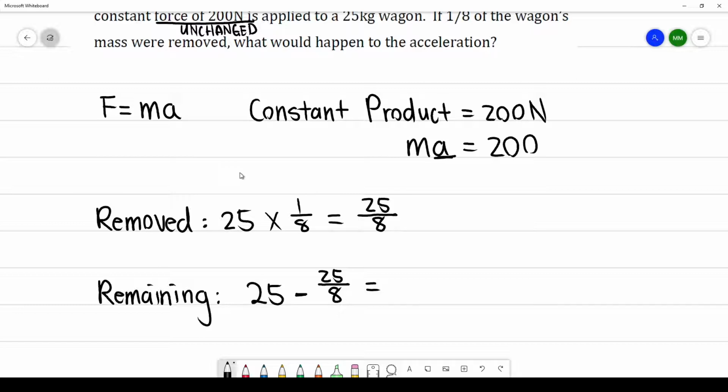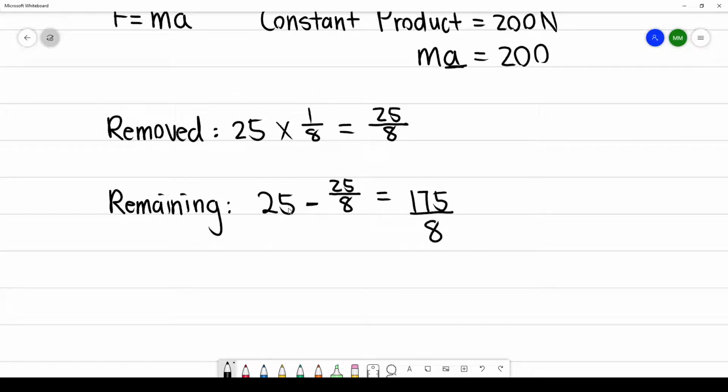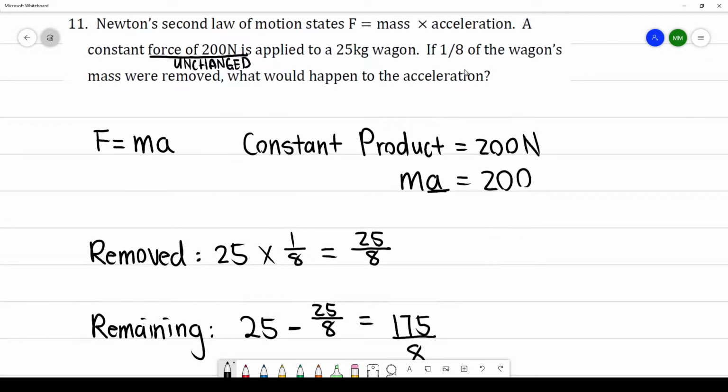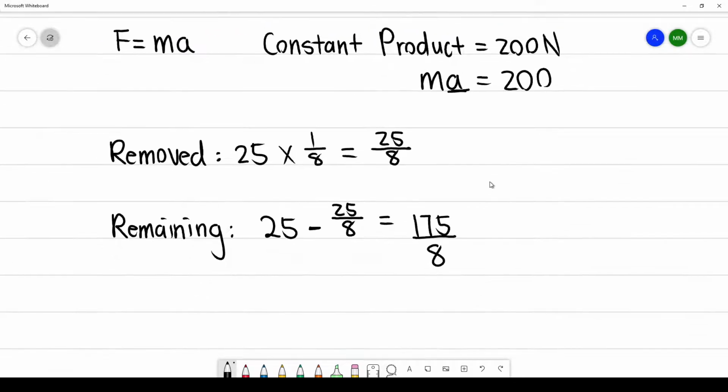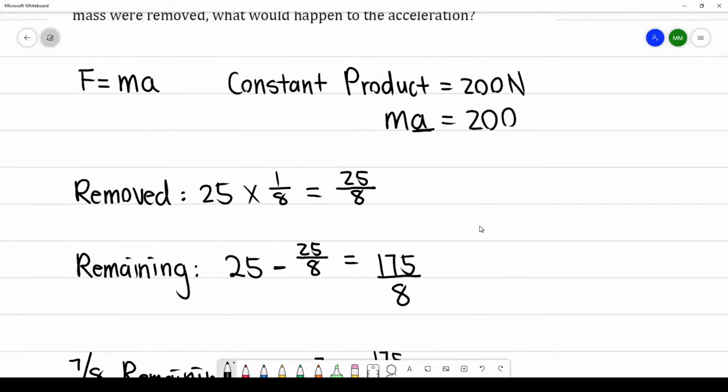175 over 8. How I got this was I didn't actually minus this. What I did was the same thing. So if 1/8 was removed, that means 7/8 is remaining, right? So 7/8 remaining. So what I punched into my calculator was actually just 25 times 7 over 8. And that is giving me 175 over 8. So that is the remaining mass.